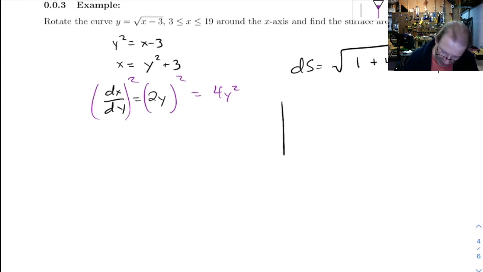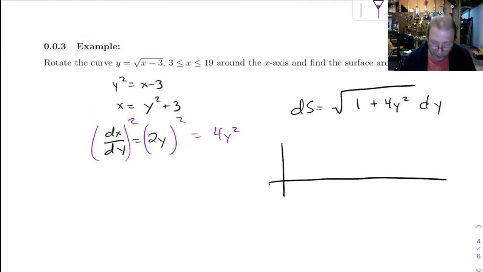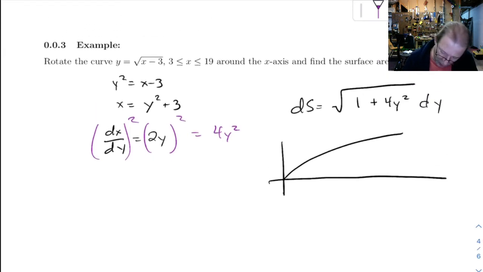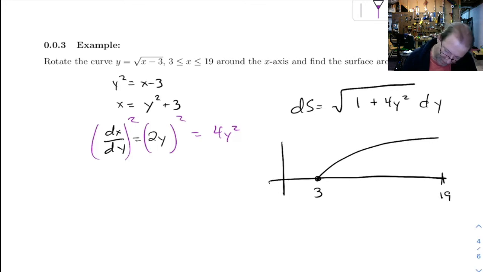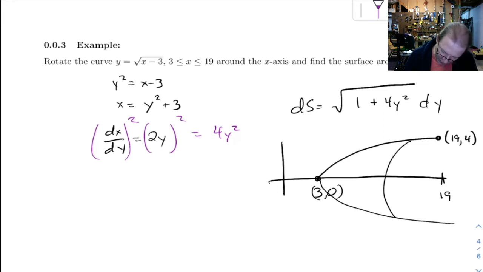All right, our graph, I'm going to draw it here even though we've already seen it. So we're going from 3 to 19, and the y coordinates here are 0, and up here 19 minus 3 is 16, square root of that is 4. And what's our radius? Well, if we draw in a band, the radius of the band is going to be y.